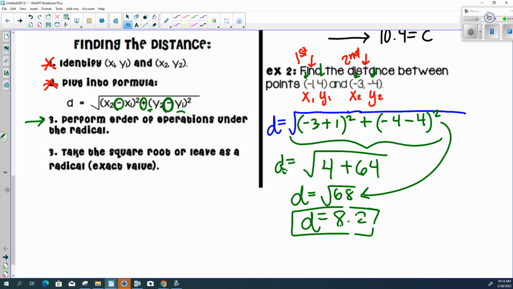Okay, so perform the order of operations under the radical. That means parentheses, exponents, multiplication, division, adding. So you saw me over here, I did adding, exponents, that's where the 4 came from, and exponents, that's where the 64 came from. There's no multiplication or division, but I did add those together, and then finally the square root. Take the square root. It says leave it as a radical, we're not doing that.